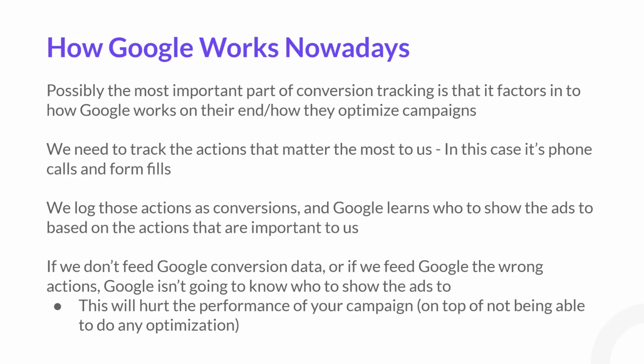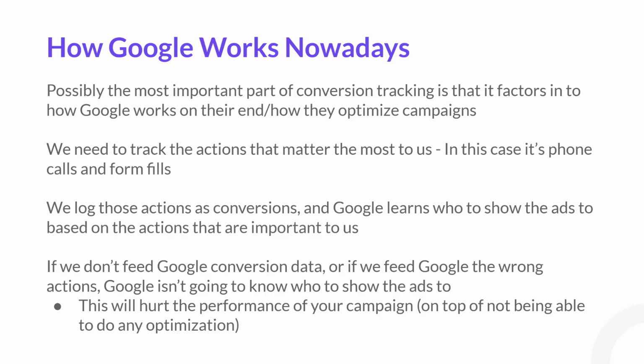There's a lot of algorithms and AI and everything behind the scenes that takes this conversion data and learns on their end. So what we need to do on our end is tag whatever actions are important to us as a conversion. For a local lead gen campaign, we want to track phone calls and form fills. If you have some kind of online booking system, you need to track bookings. If you're in e-commerce or selling some kind of product online, you need to tag actual purchases as conversions.